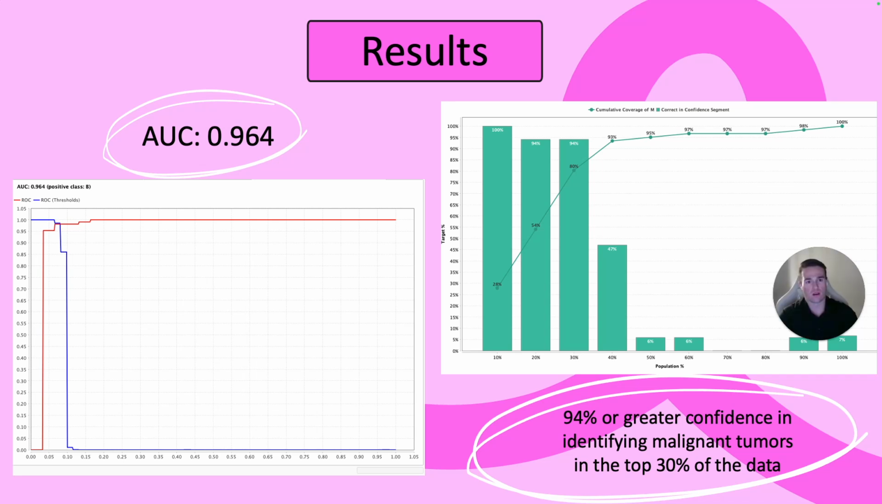On the right, we see a simplified lift chart for this model, and it is showing us that for the top 30% of the data, the model is 94% confident or more, or has 94% or greater confidence in predicting malignant tumors. And again, I chose M for malignant because that is the target group of people that we want to be the most accurate with identifying. If we can identify those that have malignant tumors, medical professionals can get them faster treatment and therefore a better outcome.